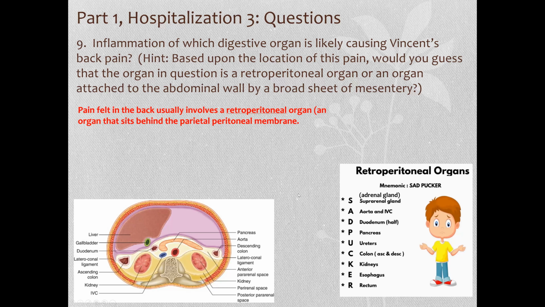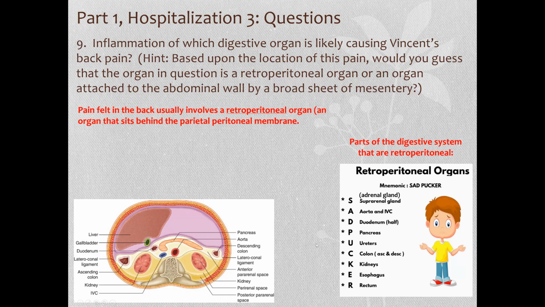Retroperitoneal organs, you can remember them by using the mnemonic SAD PUCKER. The S stands for the suprarenal gland, which is the same thing as the adrenal gland, but if you call it the suprarenal gland, which means it sits on top of the kidney, then you can use the S. A stands for the aorta and the inferior vena cava. D is the duodenum, half of it. P is the pancreas, U is the ureters, C is the colon, K is the kidneys, E is the esophagus, and R is the rectum.